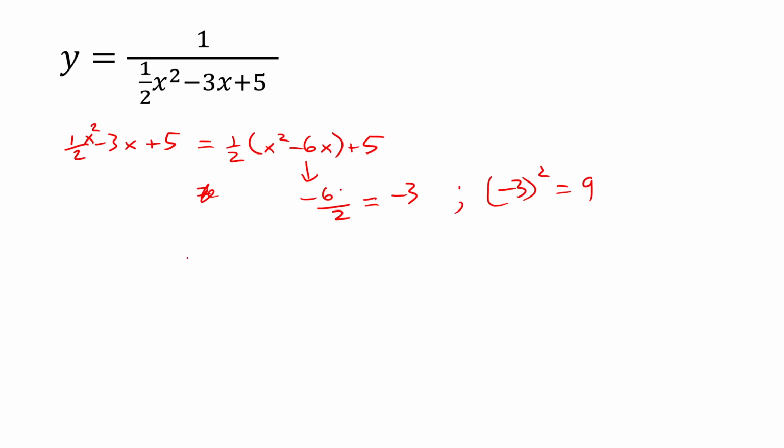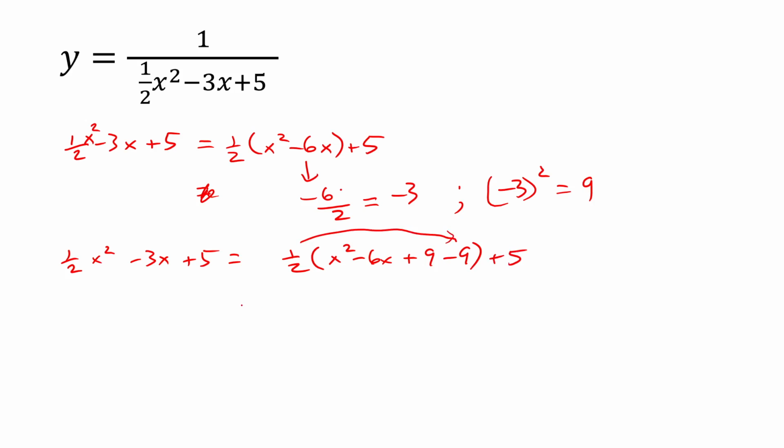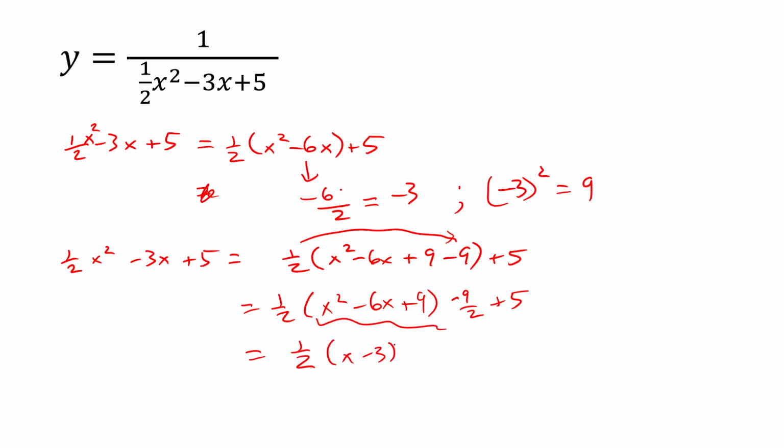So that tells me that I want to rewrite my curve as 1/2 bracket x squared minus 6x plus 9 minus 9 plus 5. I can then distribute out that 9, and I end up with 1/2 x squared minus 6x plus 9. When I distribute out the -9, I multiply it by a half. I get -9/2 plus 5. And so what I end up with is 1/2 times x minus 3 quantity squared, and -9/2 plus 5 is equal to plus 1/2.